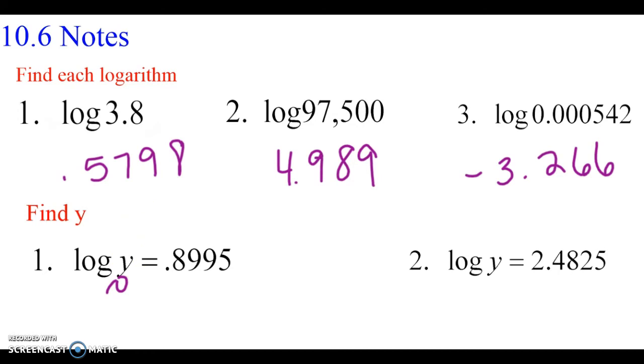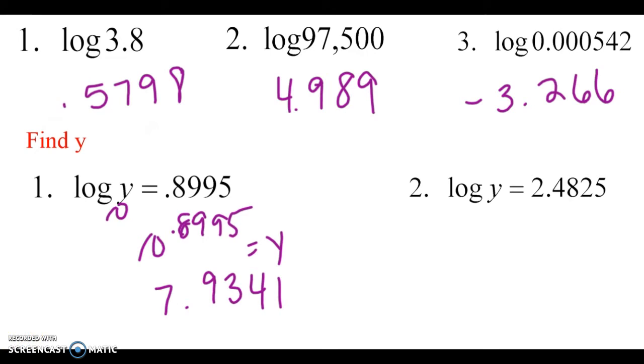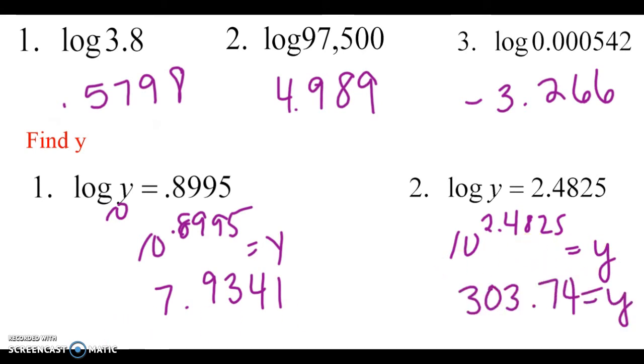Well, if you remember, if there's a log in an equation, it's base to the power equals a number. So this is actually 10 to the power of 0.8995 equals y. And so go ahead and do me a favor and put that in a calculator. And when you round to 4 digits, it's 7.9341. Go ahead and do 10 to the power of 2.4825 equals y. And go ahead and plug that in, and what do you get? And you would get 303.74 is what y is.